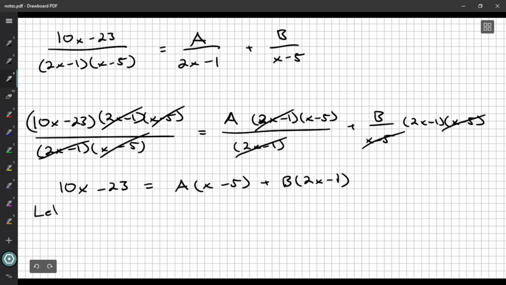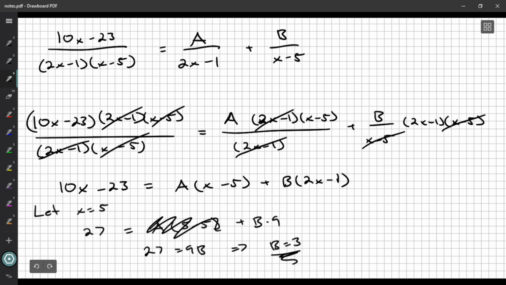So first, we're going to let x be equal to 5. So 10 times x is 50, minus 23 is 27. A times (5 minus 5) is going to be 0, so we won't care about that. And then B times (2 times 5 is 10, minus 1) is 9. So 27 is 9B. From there, we can work out B must be 3.